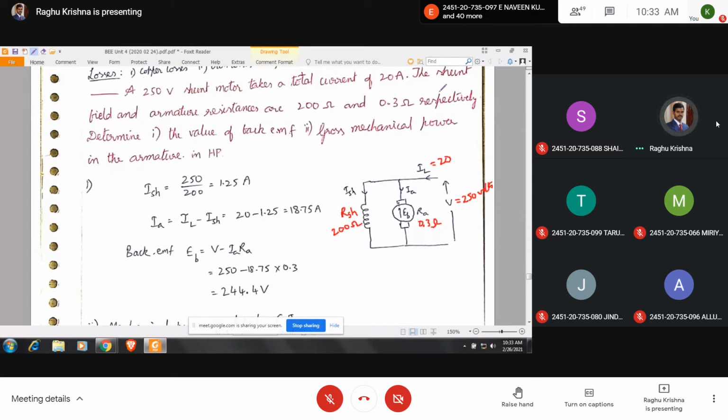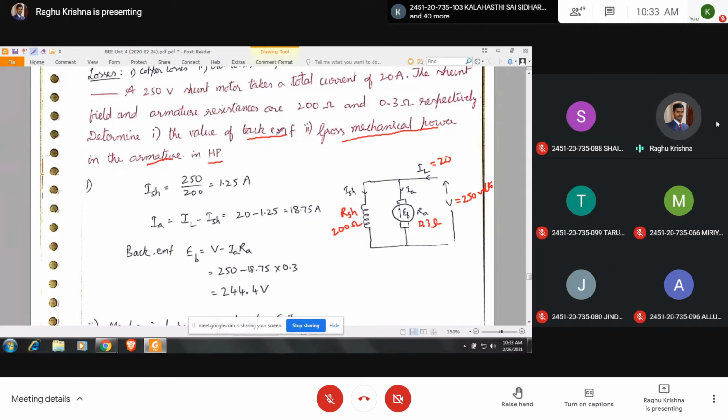So next, determine the value of back EMF, and the gross mechanical power in the armature in horsepower. HP means horsepower. Now here, let us find this out. So you know that V equal to EB plus IaRa. From that you can find out EB.